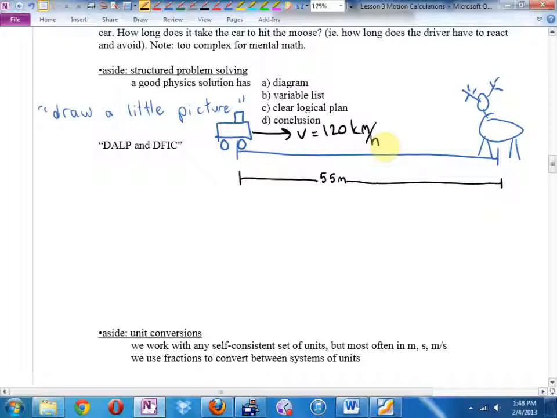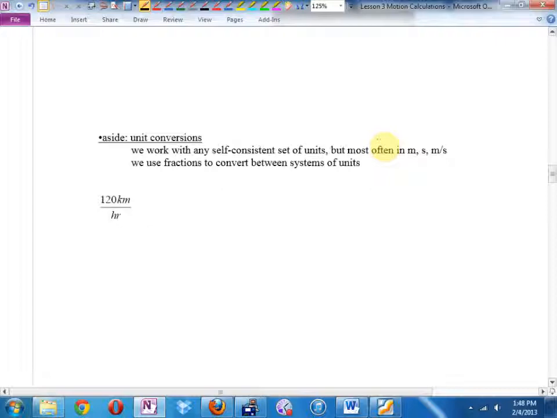So, we're going to come back, leave a space, but down here I wrote aside unit conversions. We can work in physics with any self-consistent set of units. In other words, as long as everything is in the same units, we're good. But we can't go kilometers per hour for some of our distances and meters for some of our distances. We can go all kilometers or all meters. Heck, we can go all feet or all inches if we want to go American, but we can't go halvers. So, we need to go from kilometers per hour to meters per second.